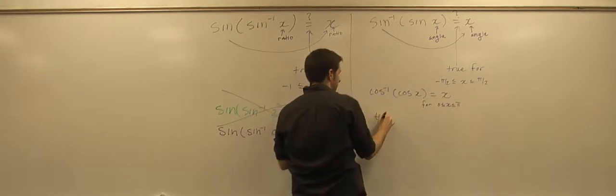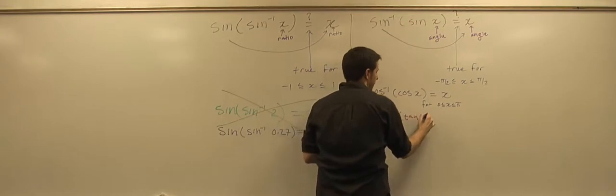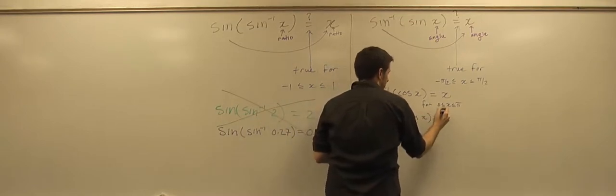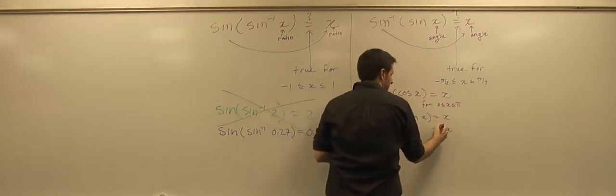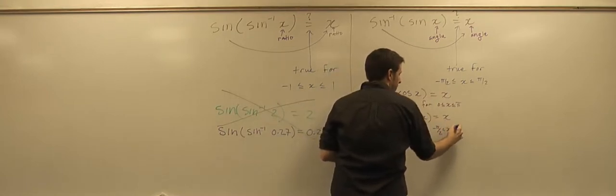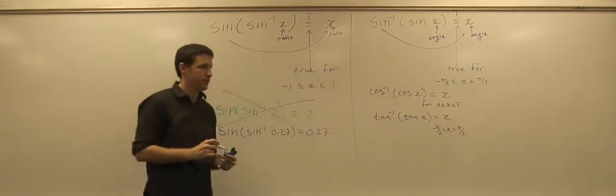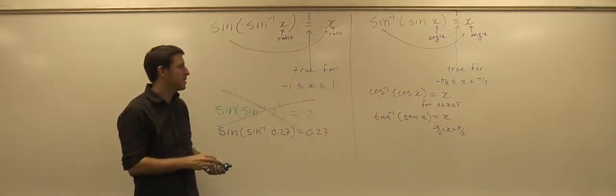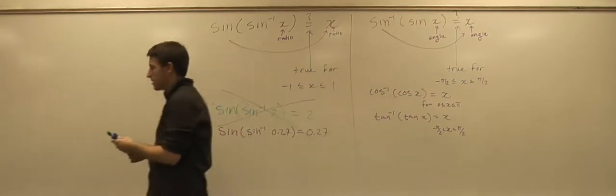What about tan? Tan inverse of tan of x equals x. This is true for negative pi over 2 to pi over 2. Right? Because remember, tangent matches up with sine. Tan inverse matches up with sine. Only works in that range.